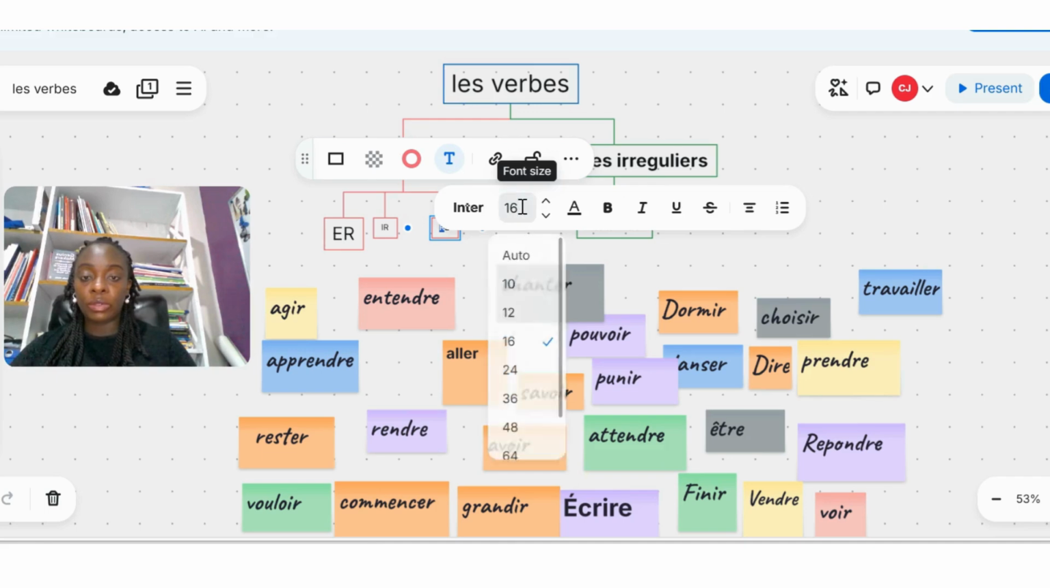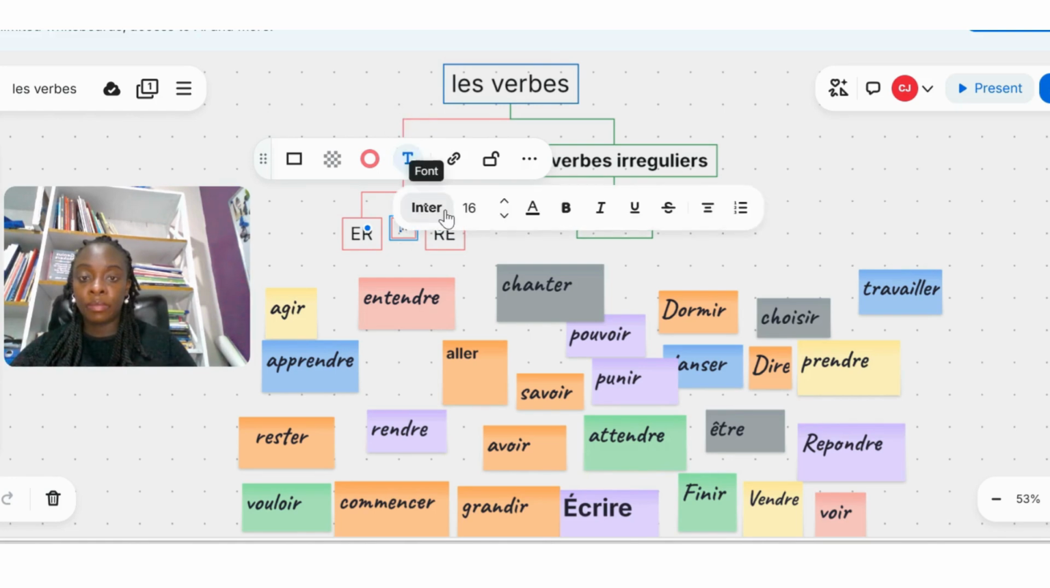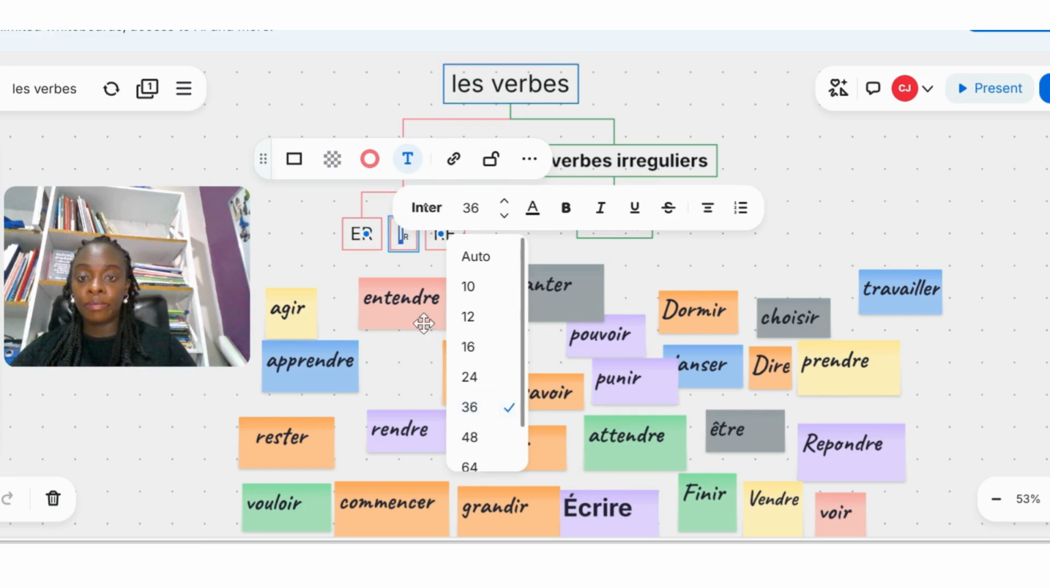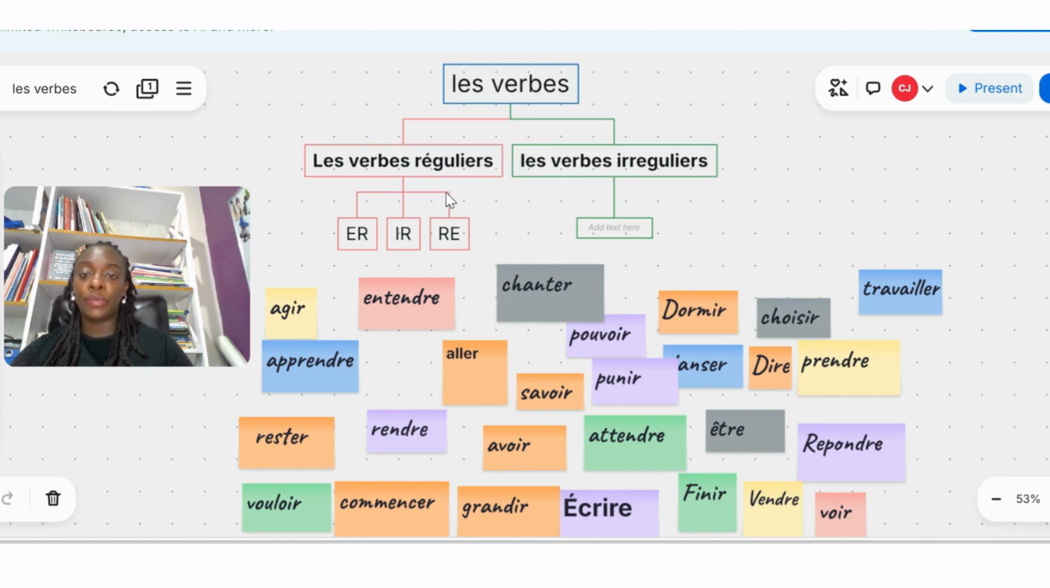I'm going to make them bigger. Voilà. Okay. So là, on a trois groupes. We have the three groups. So we have les verbes, and then on a les verbes réguliers et les verbes irréguliers. Now I'm going to start grouping the verbs.